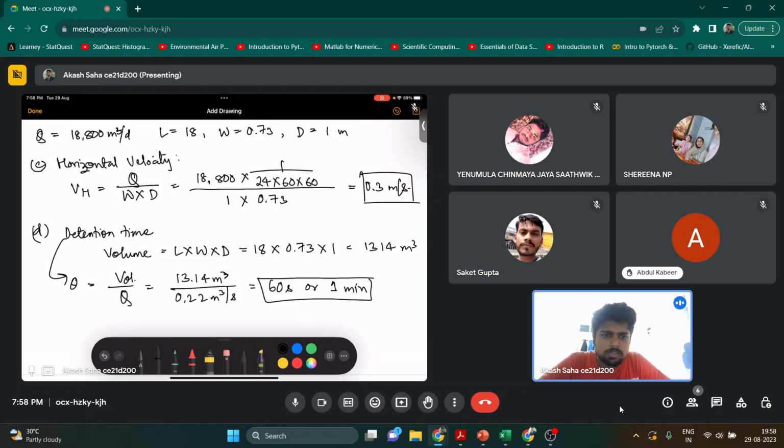Guys, are you able to follow this question? Others, please respond. Only Saket is responding. Others, is there any problem with understanding the grit chamber question? Okay, fine. So we will see one more subjective problem.